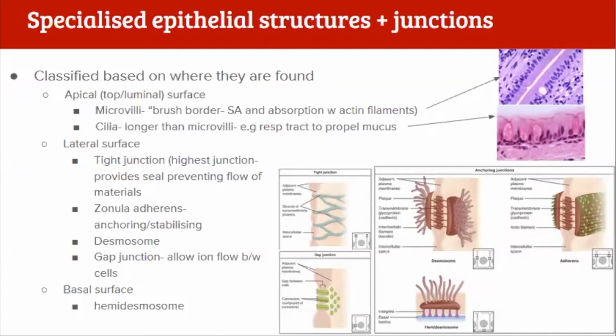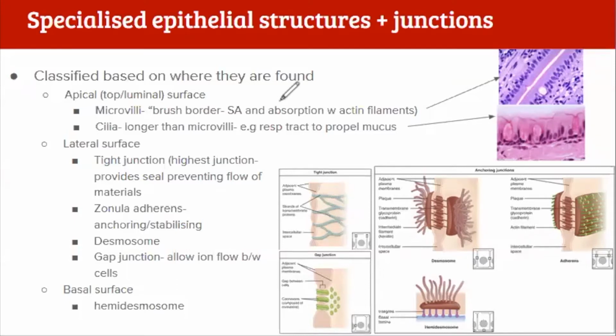Moving on, we'll talk about the specialized epithelial structures and junctions. They're classified based on where they're found. Is the junction, the connection between the cells, at the top of the cell, on the lateral surface, or basal at the base? That will determine what they're called. So this is the last little bit about epithelia.